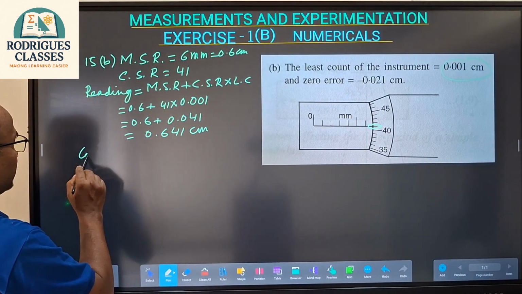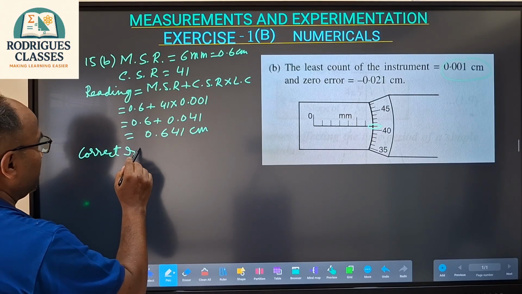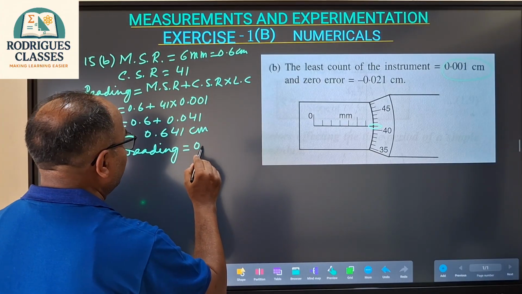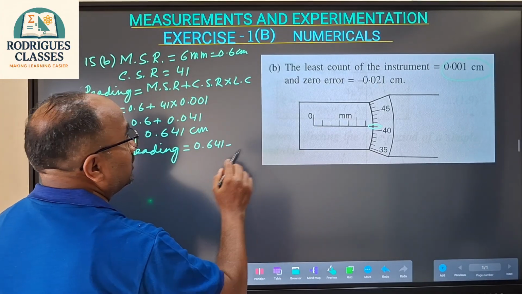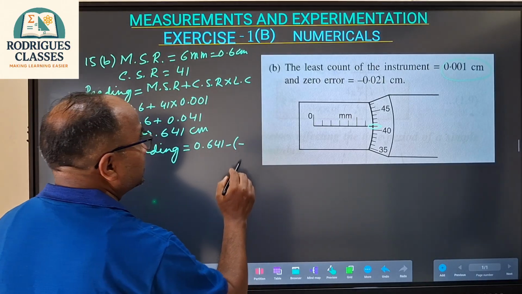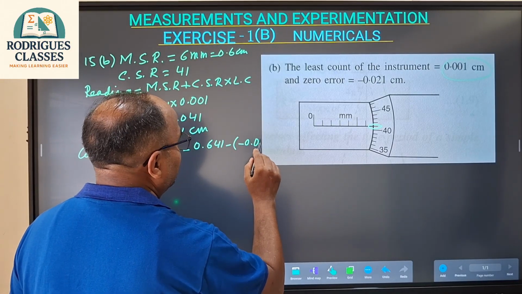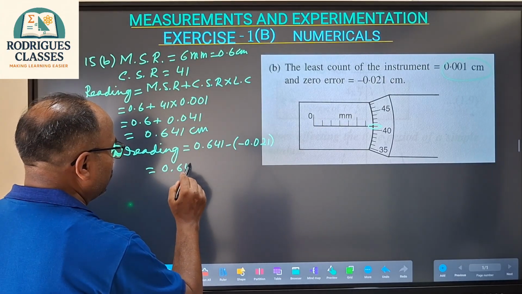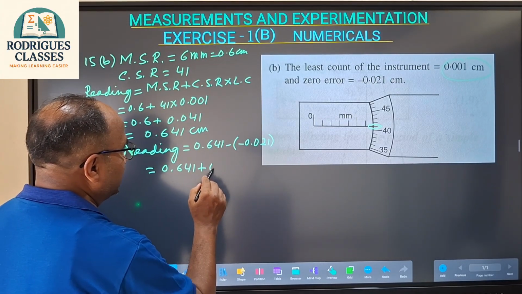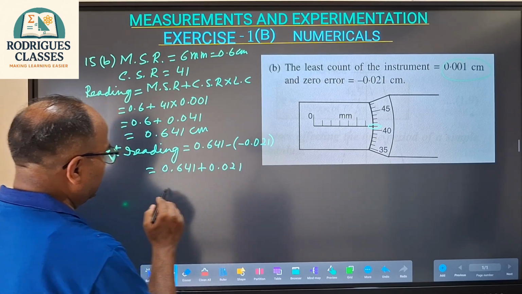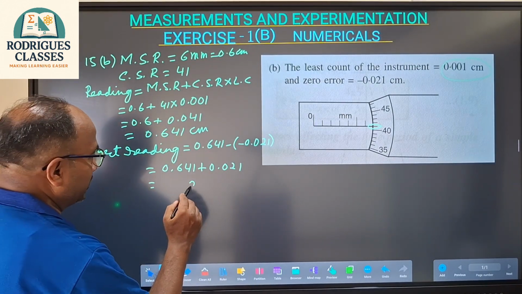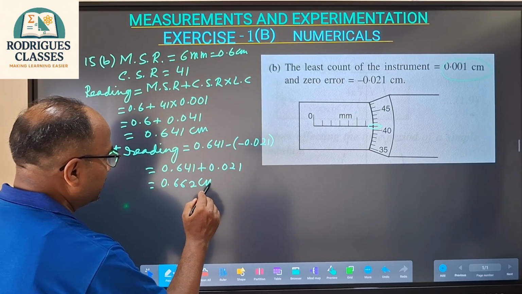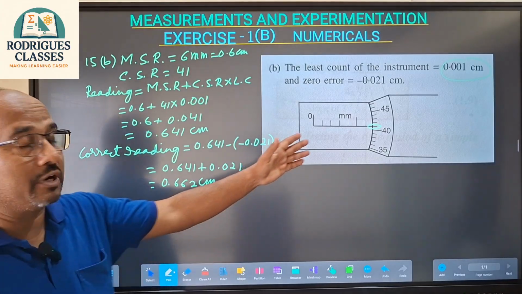So now you know the reading of it, but then there is a zero error that has to be rectified. So correct reading is equal to the reading which we got here, 0.641, minus the zero error with the minus sign. So minus 0.021, it is in centimeter. So 0.641 minus minus is plus 0.021. So we need to add here: 1 plus 1 is 2, 4 and 2 is 6, and then 6. So we get here, this is the correct reading for this particular diagram.